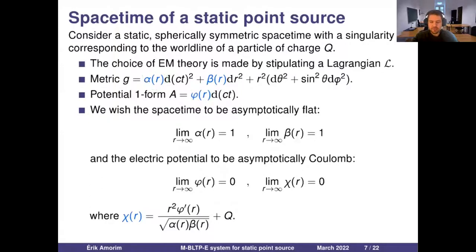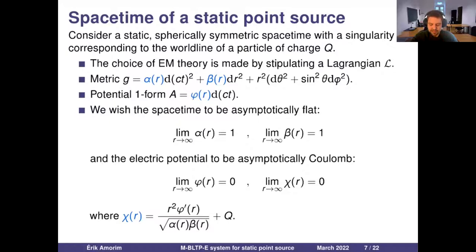If you want your spacetime to be physically meaningful, then you want it to be asymptotically flat, which means alpha and beta, the metric coefficients, are going to one towards infinity. Plus, you want your spacetime to be what I'm calling asymptotically Coulomb, meaning away from this point charge, the laws of electromagnetism should look like what they do for Maxwell, right? For the usual Maxwell equations.